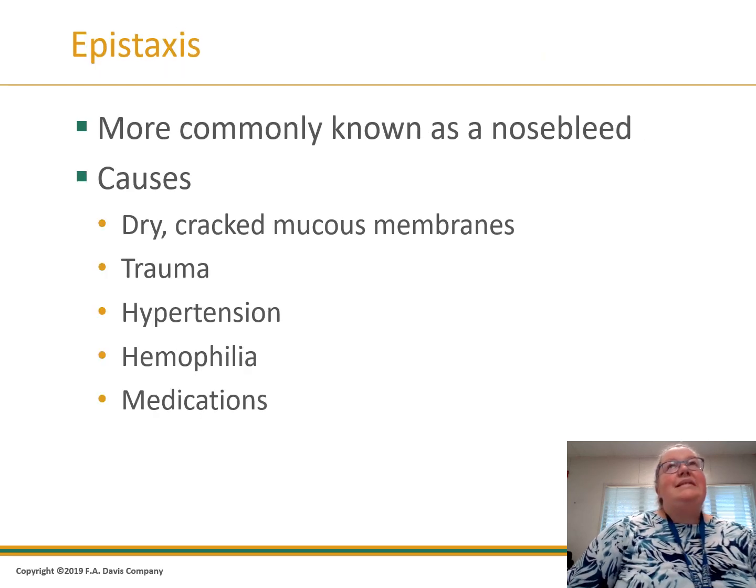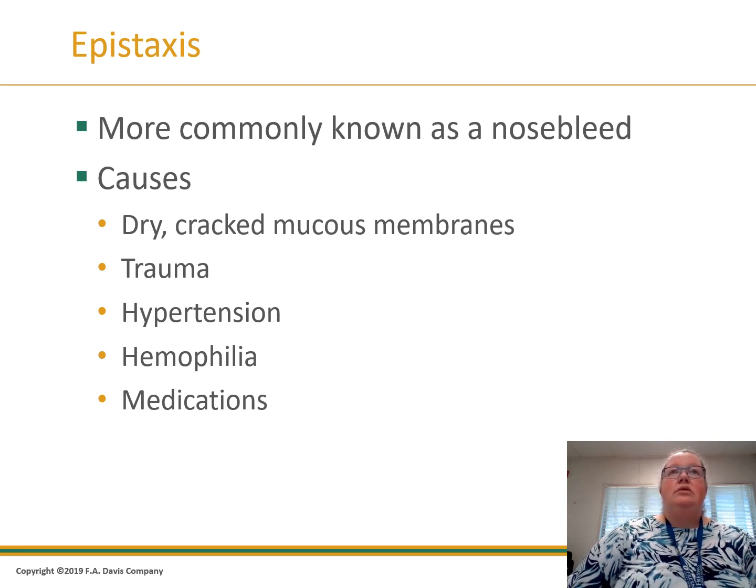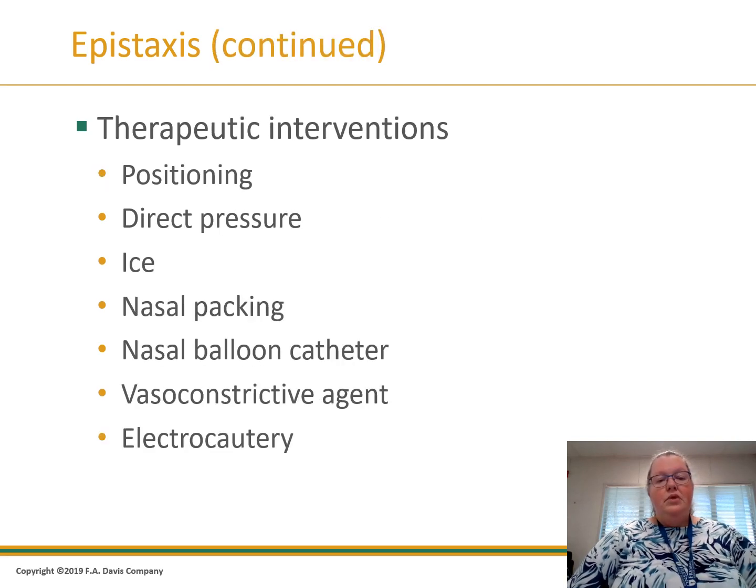So epistaxis, more commonly known as a nosebleed. The causes can be dry, cracked mucous membranes, trauma, hypertension, hemophilia, and some medications can also cause nosebleeds. Therapeutic interventions are positioning, direct pressure, ice. Ice helps because it constricts the vessels. Nasal packing, a nasal balloon catheter, vasoconstrictive agents, and electrocautery. Also, they have silver nitrate that they put in there to stop them. Oh, but it burns horribly.